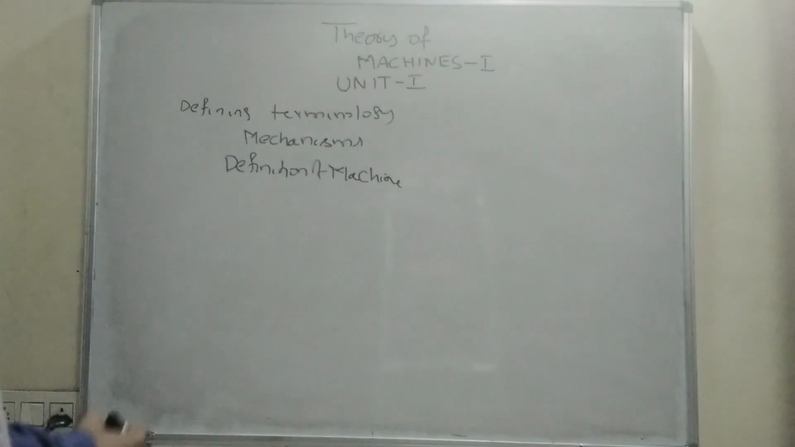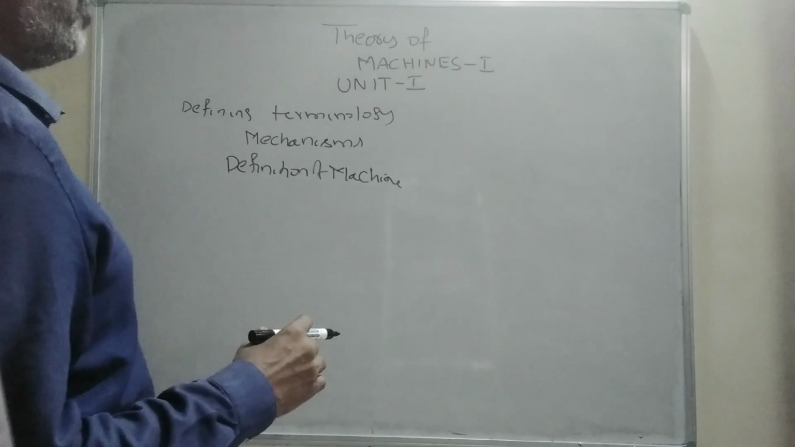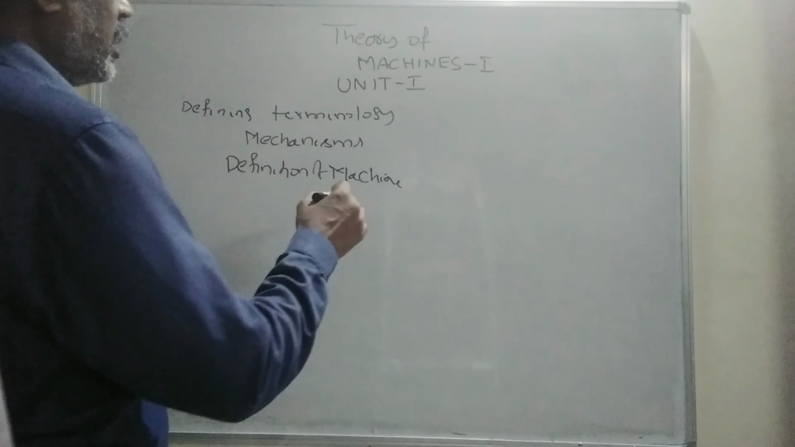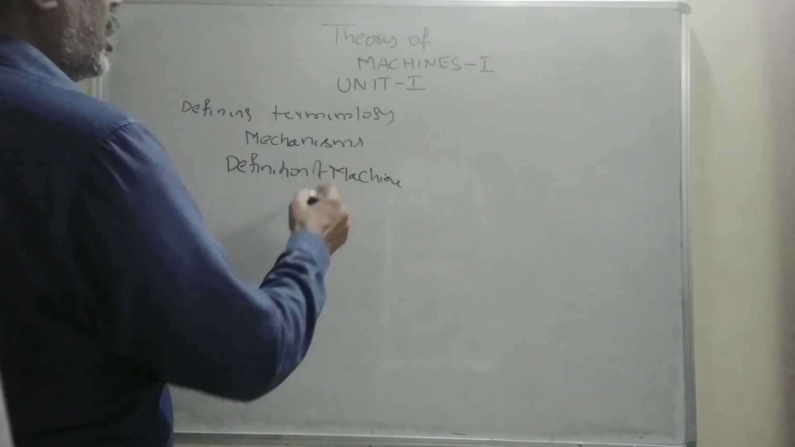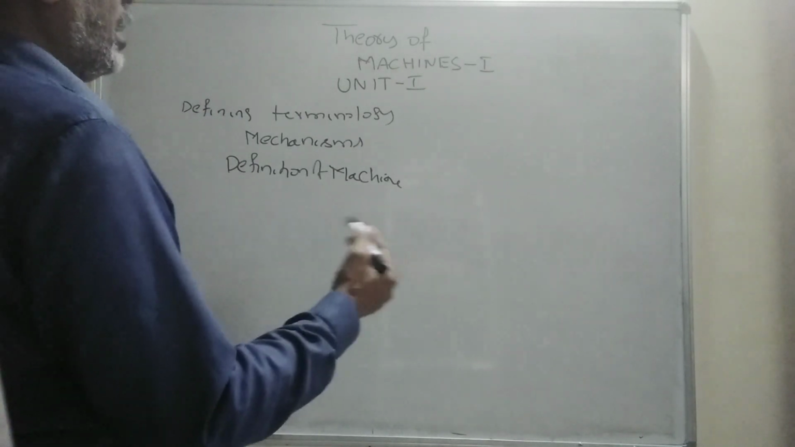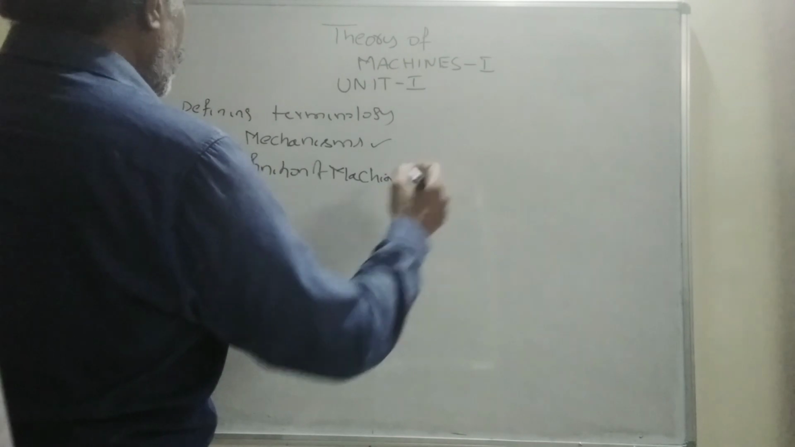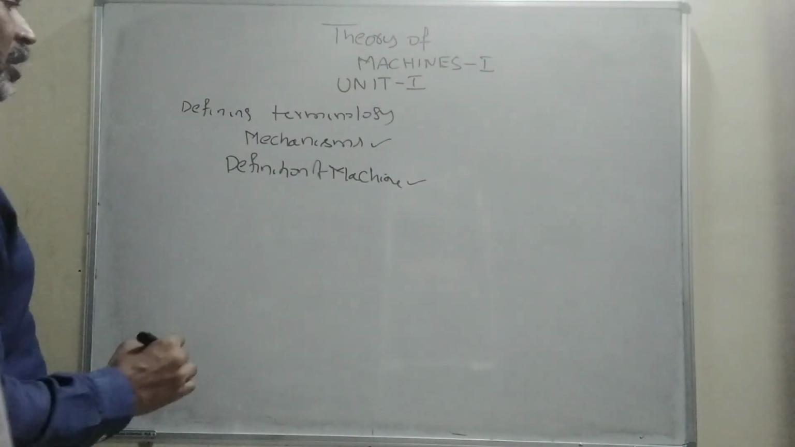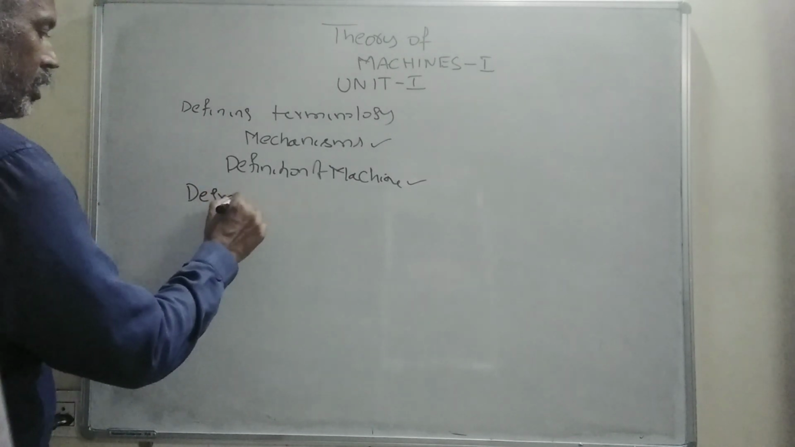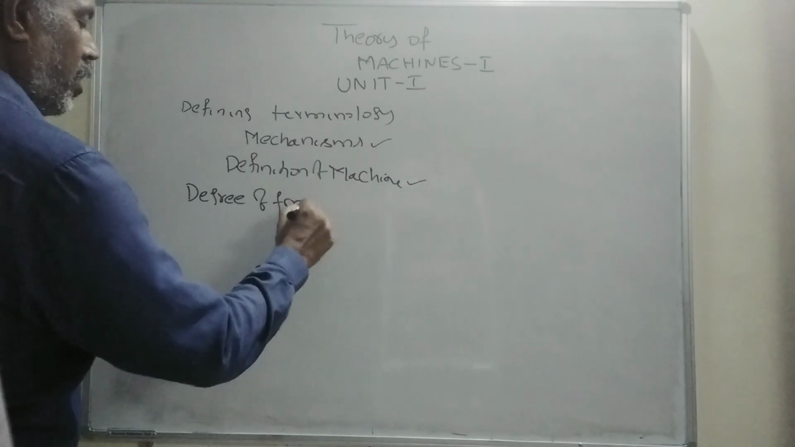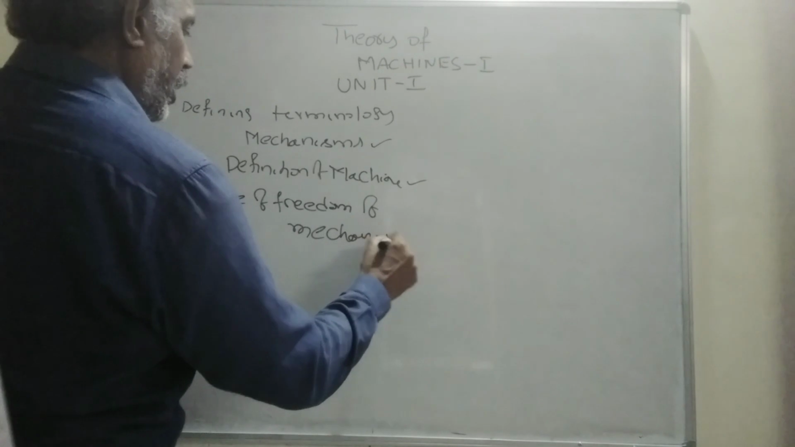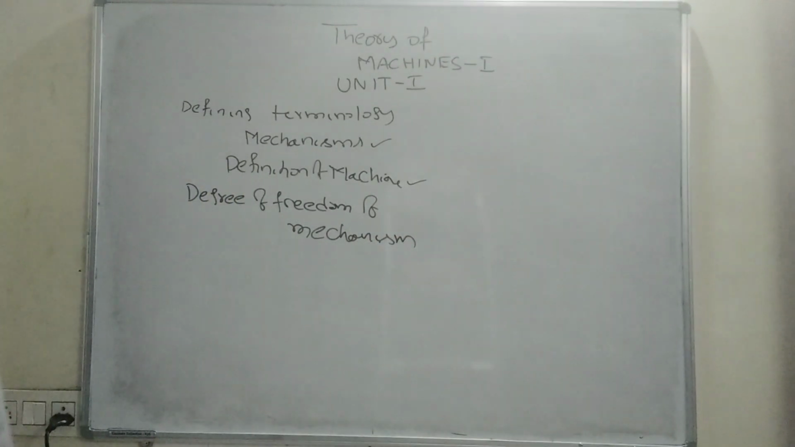In the mechanisms, we are not going to discuss the reason for the motion. The reason for motion is force. When you are considering the reason of motion, that is force, it is called a machine. Without considering the force, if you are just discussing the relative motion between the elements, then it's called a mechanism. So here the terminology will be defined, and then degrees of freedom of mechanism.